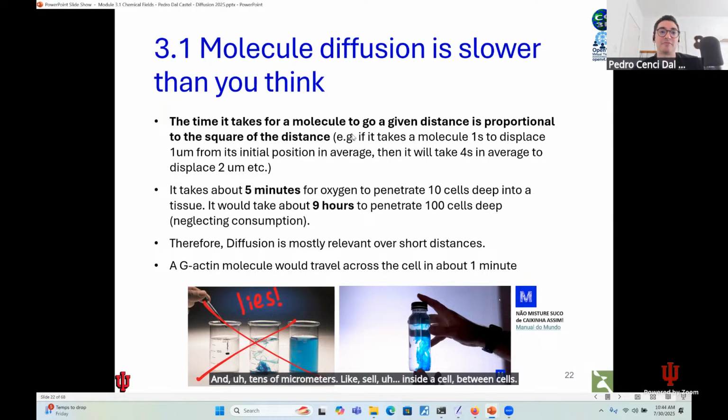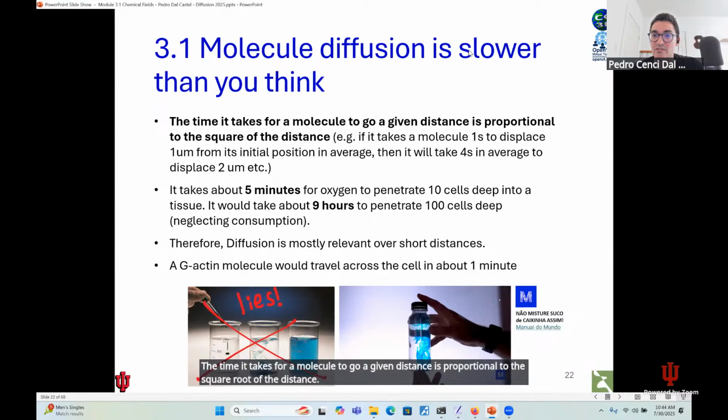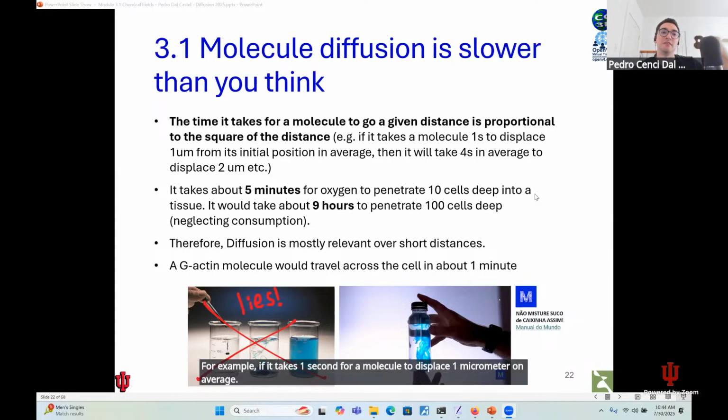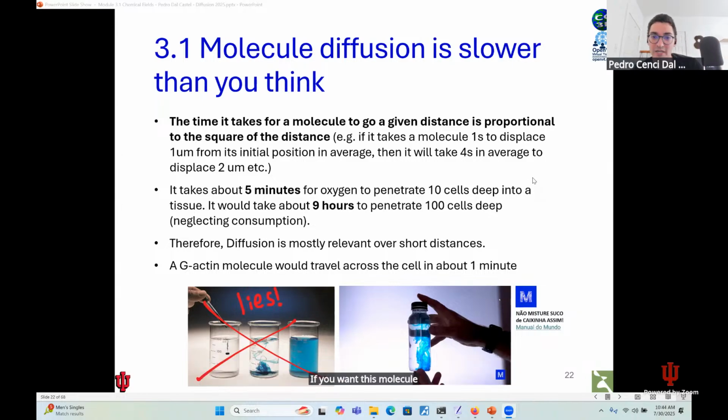So the relationship of time and distance here is quadratic. The time it takes for a molecule to go a given distance is proportional to the square of the distance. So the longer the distance, the more time it takes. For example, if it takes 1 second for a molecule to displace 1 micrometer on average, if you want this molecule to displace 2 micrometers, you wait 4 times the time.